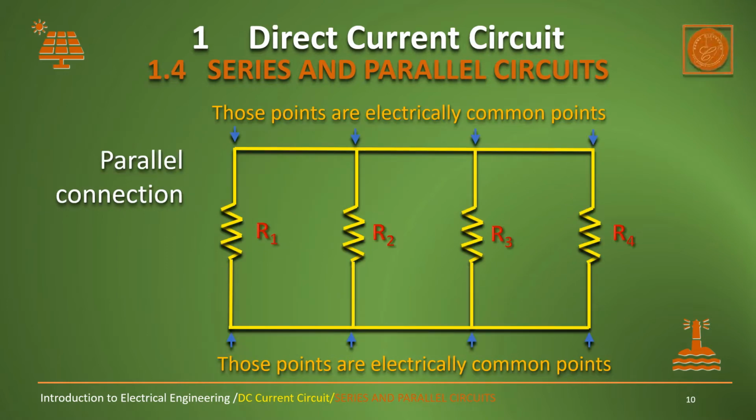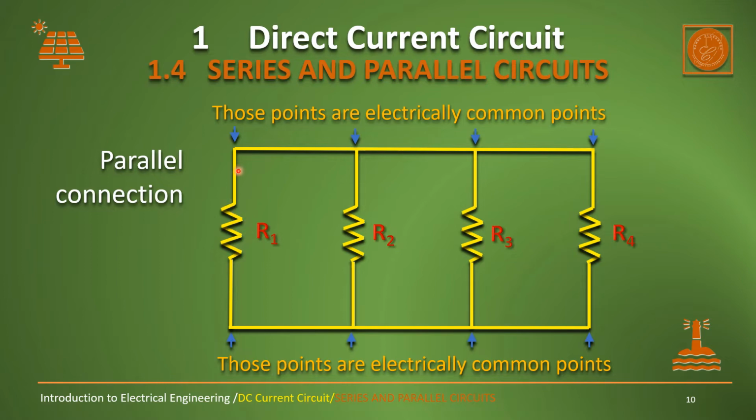The basic idea of a parallel connection, on the other hand, is that all components are connected across each other's leads. In a purely parallel circuit, there are never more than two sets of electrically common points. No matter how many components are connected, there are many paths for current to flow, but only one voltage across all components. This is the parallel connection.